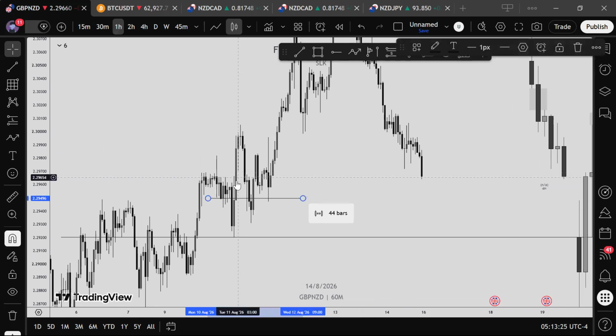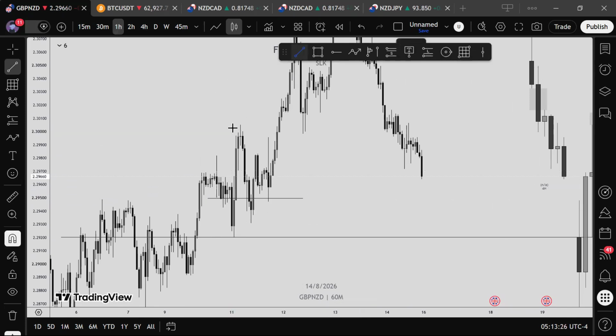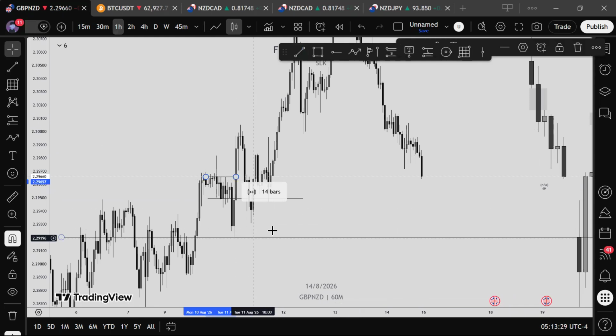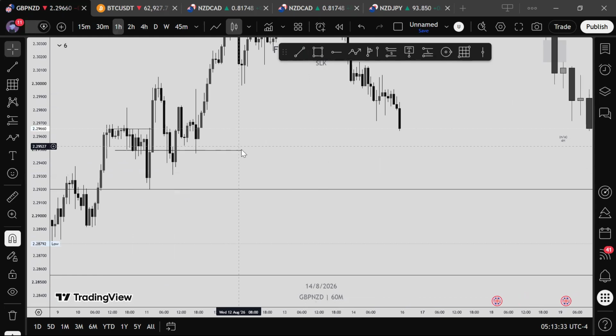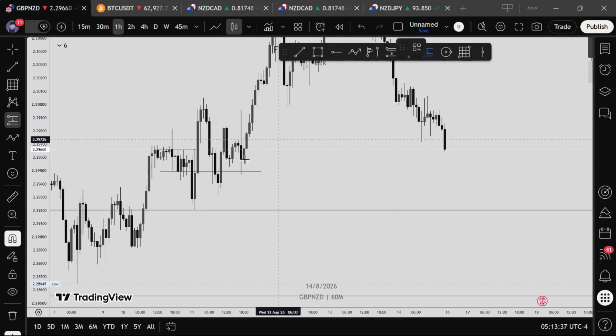So as at the time I got on the charts, I only had this breakup structure right here. I had this sweep of liquidity and I had this breakup structure. And so all I did was to tag my entry here.